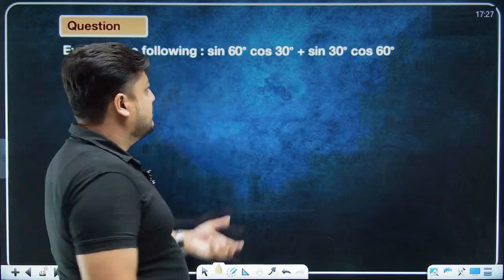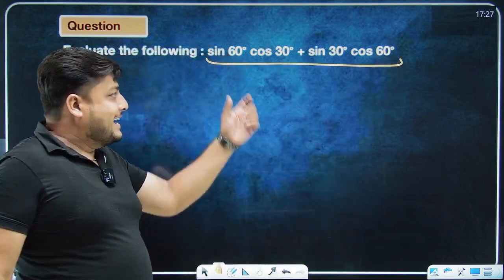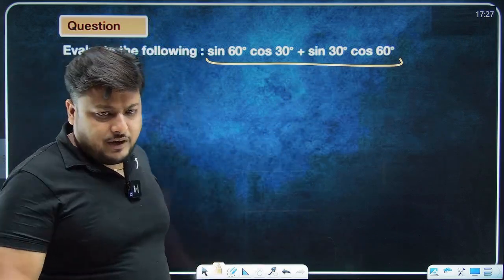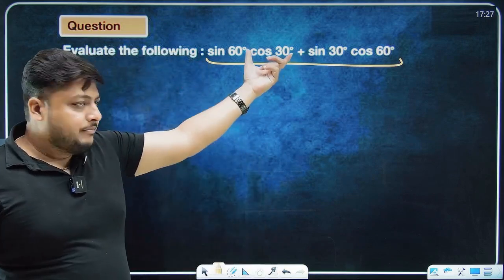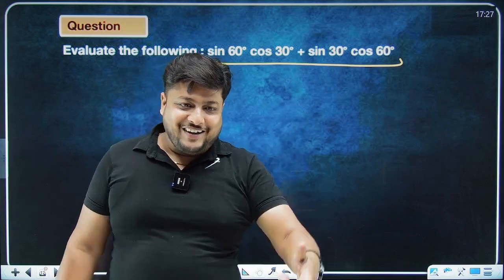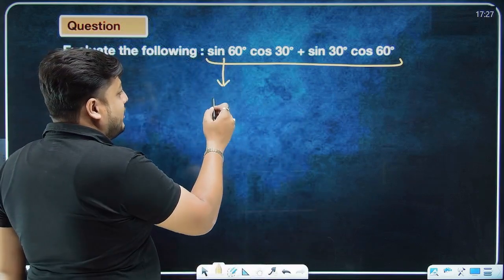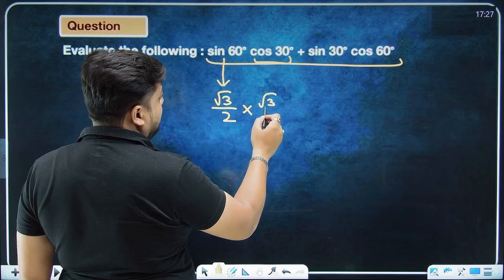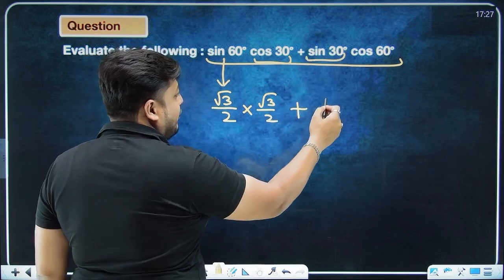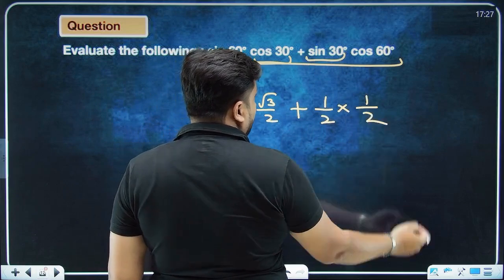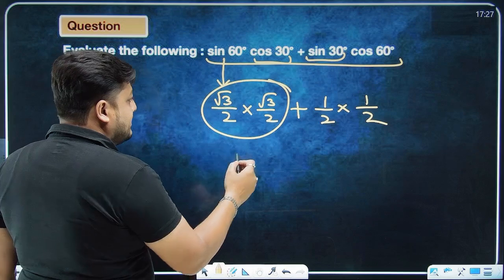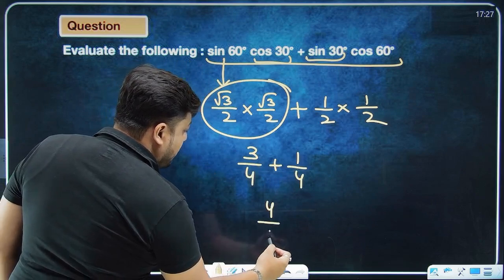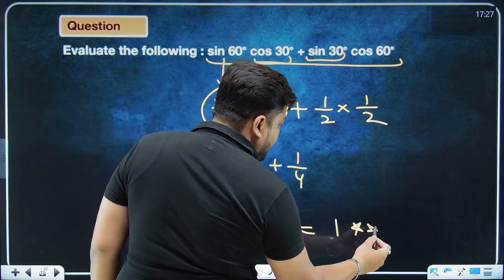We have to evaluate this: sine 60 cos 30 plus sine 30 cos 60. If you learn the values, if you can remember the values here, you can do this question quickly. Okay, so help me guys. Sine 60 is what? Root 3 upon 2. And cos 30 is what? Root 3 upon 2. Plus sine 30 is what? 1 upon 2. And cos 60 is what? 1 upon 2. If you multiply this, you will get 3 upon 4. You will multiply this, you will get 1 by 4. It will be 4 by 4 and your answer is absolutely 1.